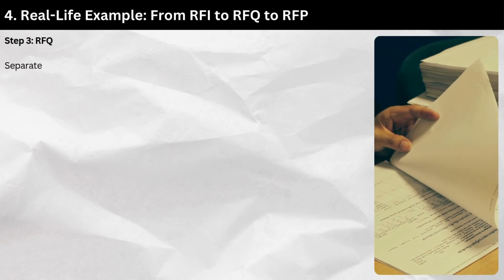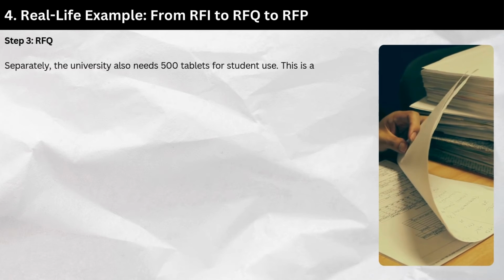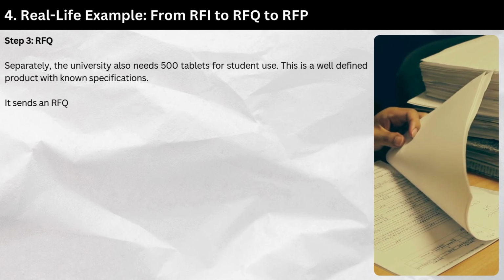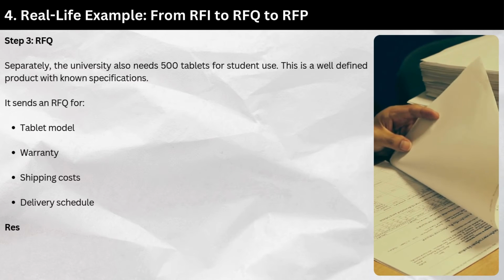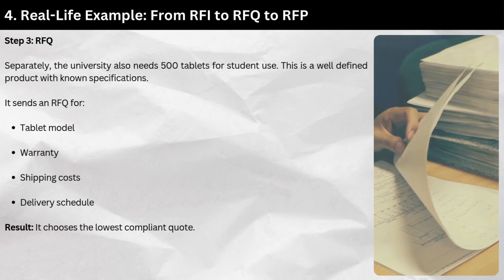Step 3, RFQ. Separately, the university also needs 500 tablets for student use. This is a well-defined product with known specifications. It sends an RFQ for tablet model, warranty, shipping costs, and delivery schedule. Result: it chooses the lowest compliant quote.